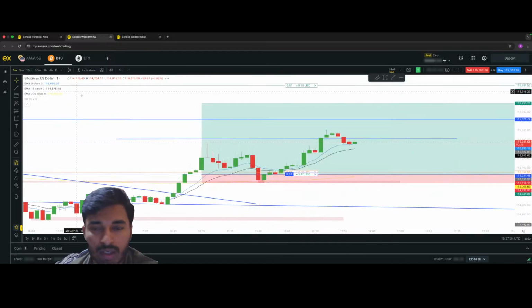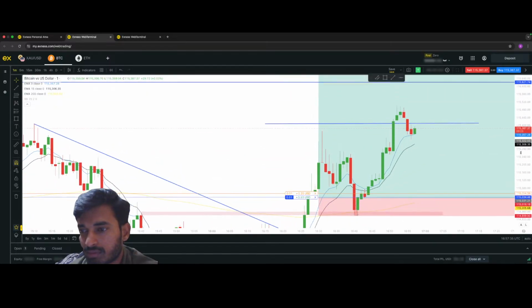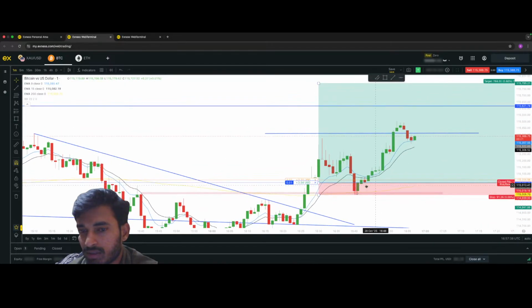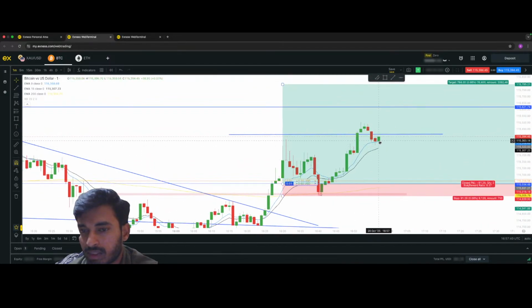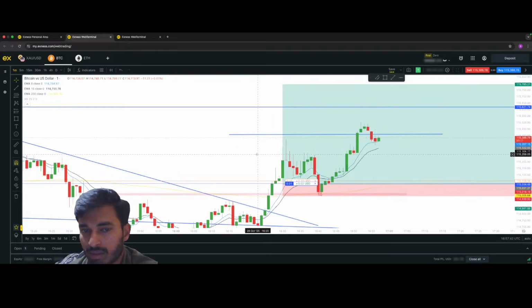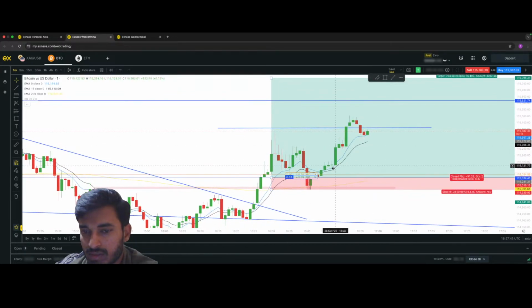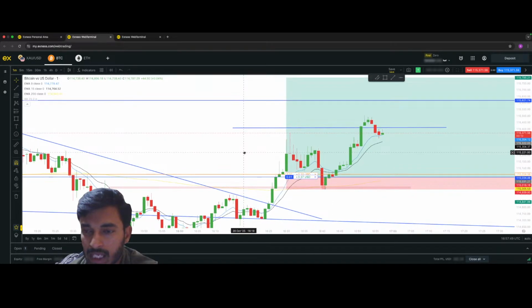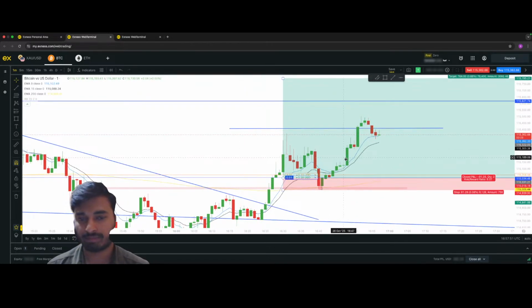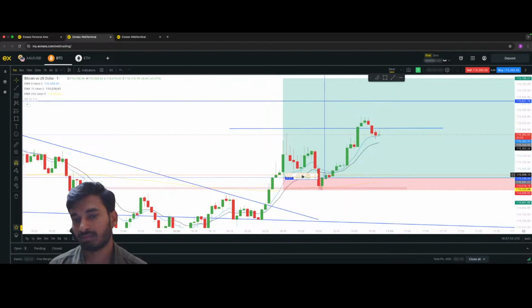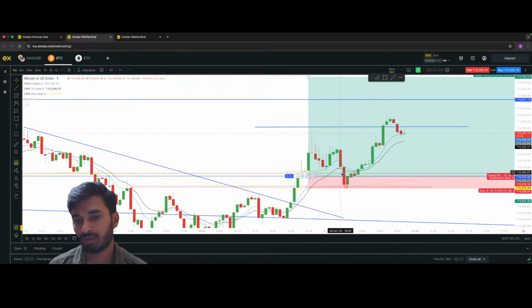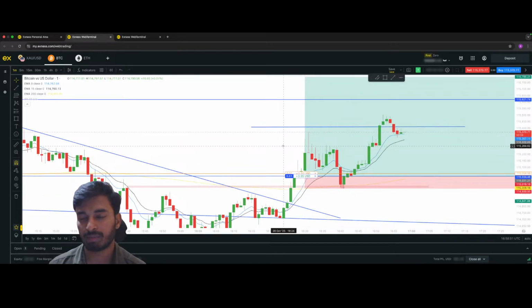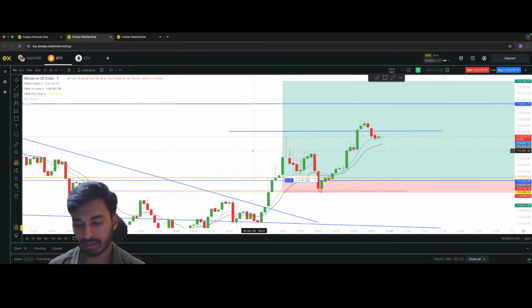Let's see it in 1 minute. In 1 minute it is taking support at the 9 EMA. Here also, see, it has taken support at the 9 EMA and closed above that. Below here you can see there is like a fake breakdown, and again it is moving up towards the target.